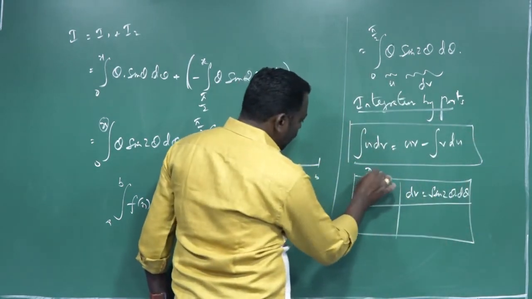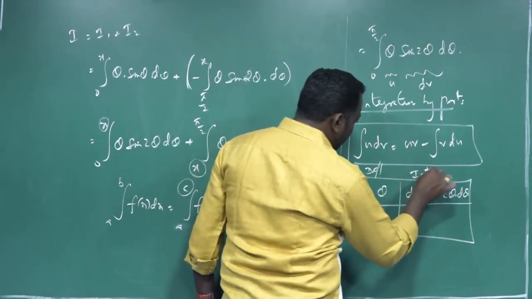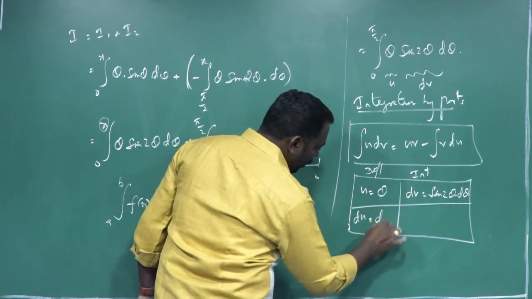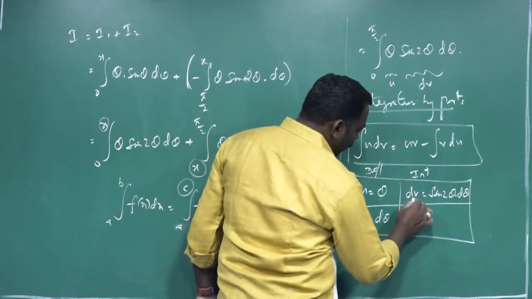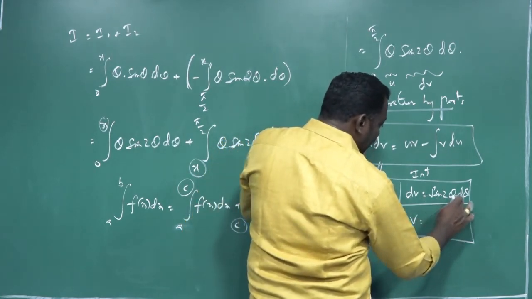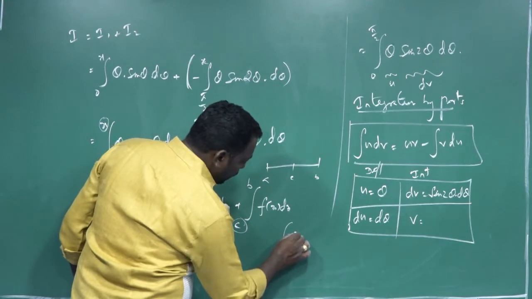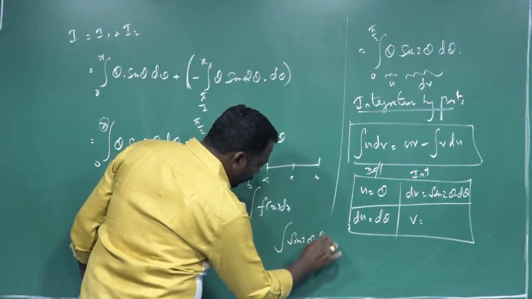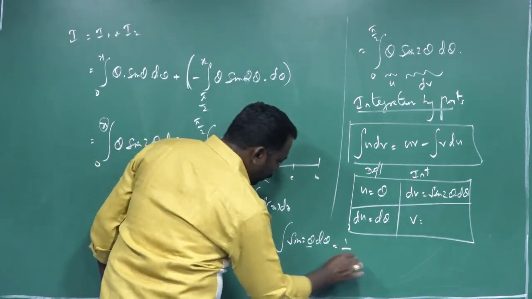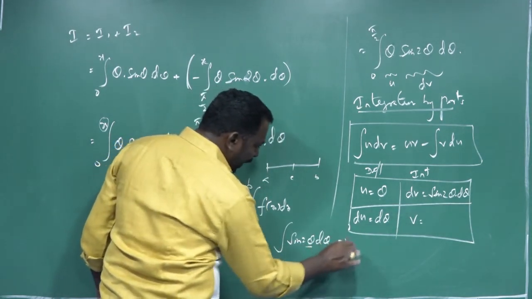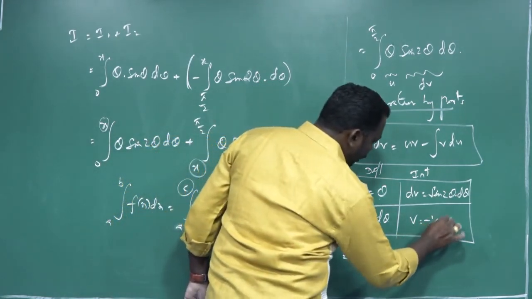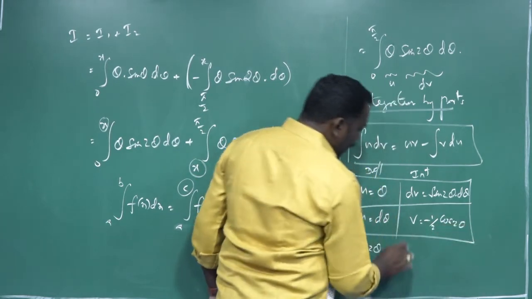Now differentiation on this side and integration on this side. Therefore, differentiation of u equals du, differentiation of theta equals d theta, and integration of dv equals v. Then the integration of sin 2 theta d theta is equal to, the coefficient of theta being 2, therefore 1 by 2. Integration of sin becomes minus cos 2 theta. Therefore, minus 1 by 2 into cos 2 theta. It is called the v value.